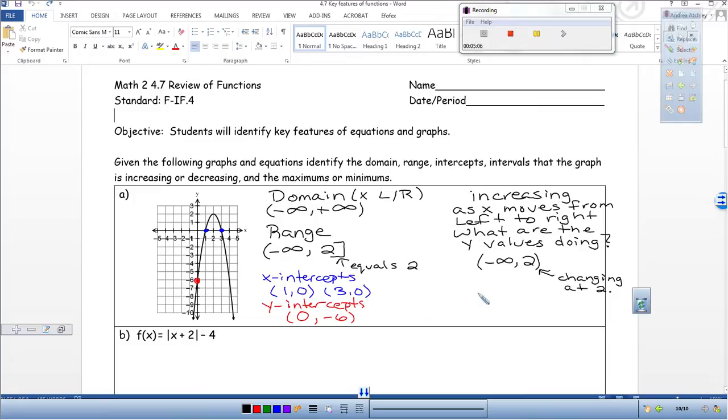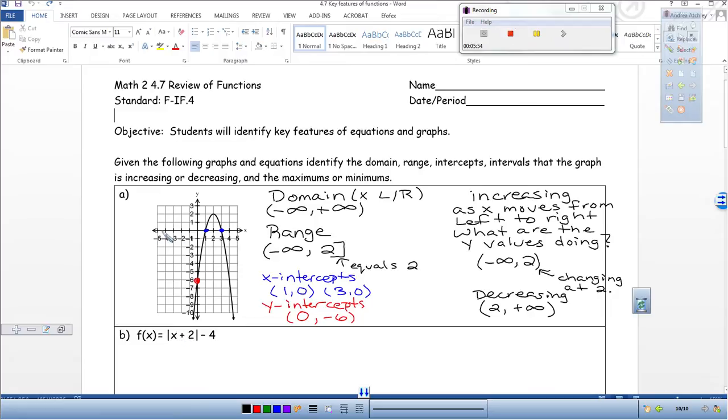Then decreasing. Again, as x moves from left to right, what are the y values doing? So after 2, as I move this way on my graph, what are your values doing now? They're decreasing. And they're going to decrease to positive infinity. Sorry, not negative infinity, positive infinity. And again, you don't have brackets, you have parentheses. Yes. If it's going down in life, it's positive.